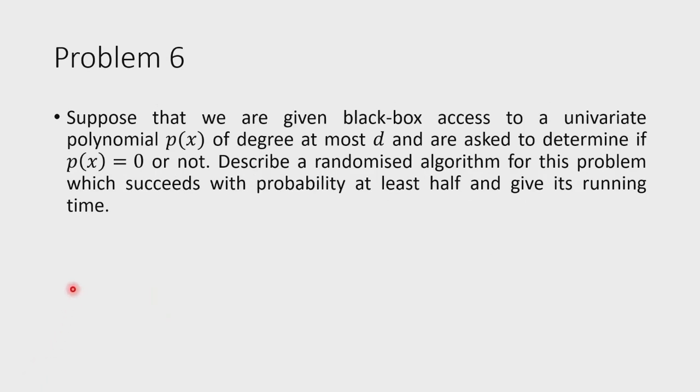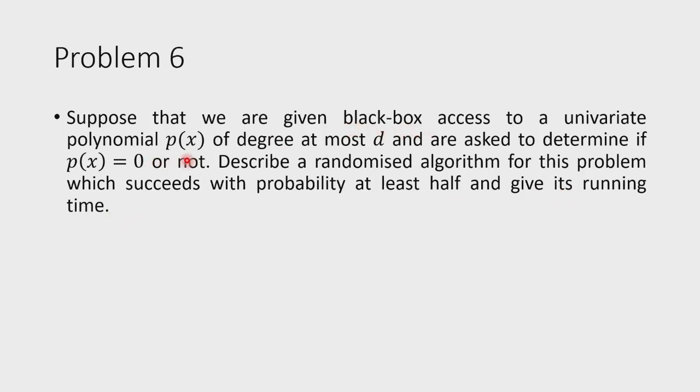So the next problem is, suppose that we are given black box access to a univariate polynomial p(x). A univariate polynomial is a polynomial in just one variable, something like x squared plus 1 or x cubed plus x squared plus x plus 1. Suppose we are given black box access to a univariate polynomial p(x) of degree at most d, and are asked to determine if p(x) equals 0 or not. Describe a randomized algorithm for this problem which succeeds with probability at least half and give its running time.